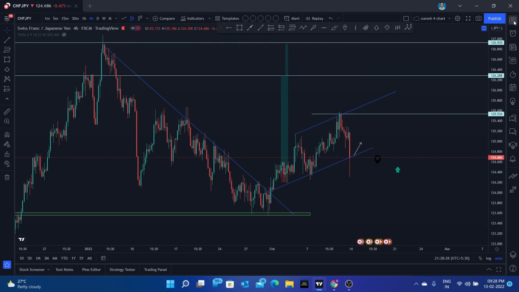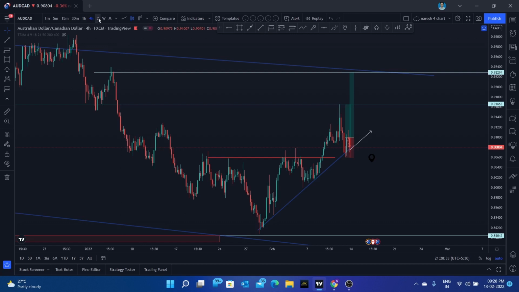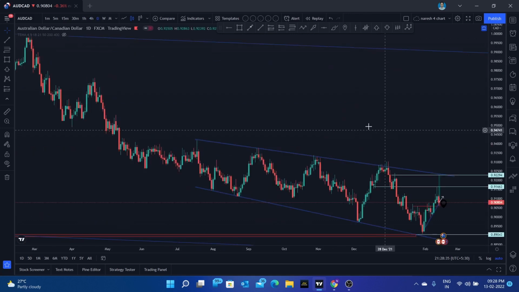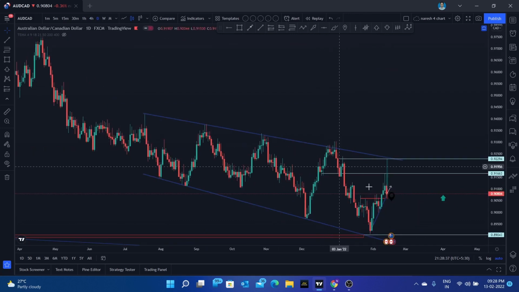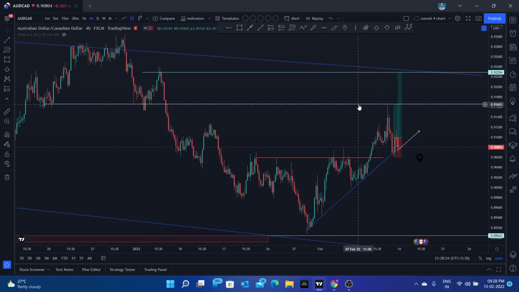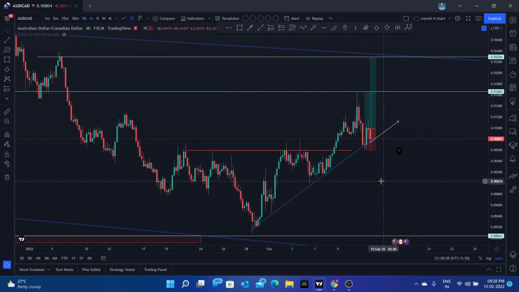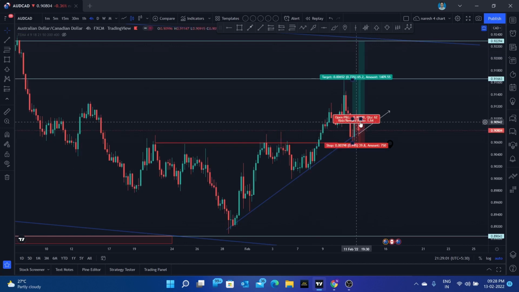CHFJPY. So next would be AUDCAD, guys. AUDCAD was bearish, so it is trading in a channel kind of pattern in 1 day, and it made an inverted head and shoulder pattern, and I have also taken this trade and posted the short video also on YouTube. And I told this is my target, and it properly hit my target, and it reversed back, and we are again having a good signal to go bullish.